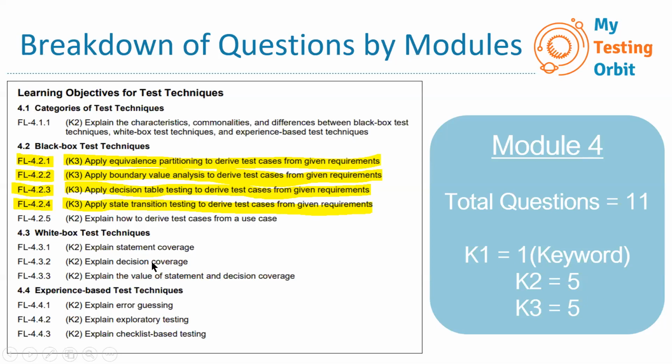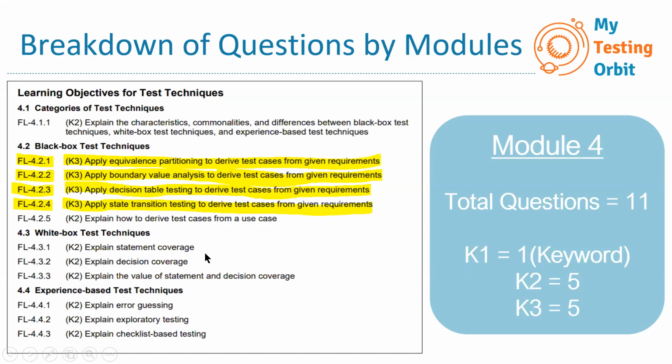Then from statement coverage and decision coverage, one question definitely will be coming from either of these, or maybe both of these, because we have 8 learning objectives, and from these 8, any 5 questions would be coming.